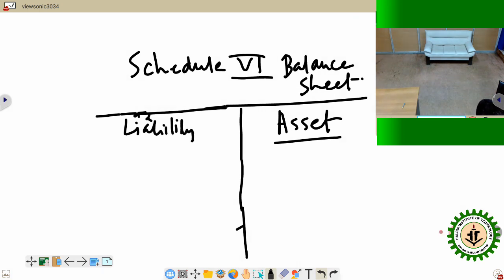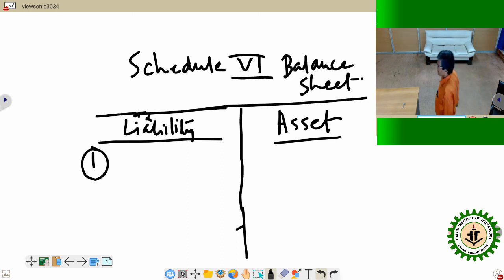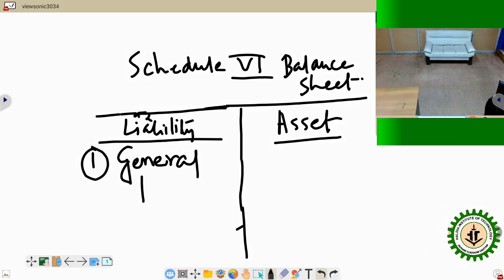So firstly, under the reserves and surplus, we can say that it is general reserve. The second item we can say is the profit and loss account credit balance.